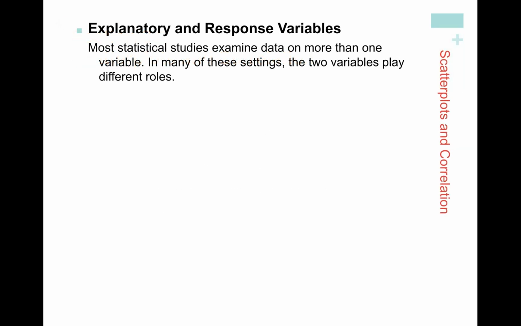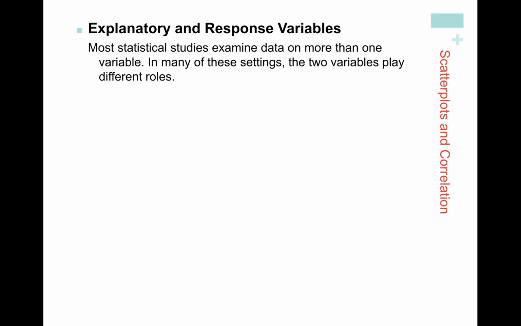So in real life, it's nice to examine one variable, but in many cases, we want to look at the relationship between two variables. And we're going to distinguish between these two variables. One is going to be what's called an explanatory variable, from the word explain. It kind of explains the relationship. And the other is going to be called the response variable. And this variable sort of responds to the explanatory variable.